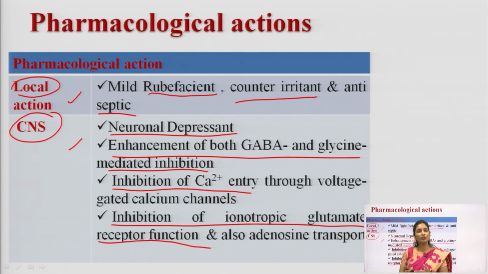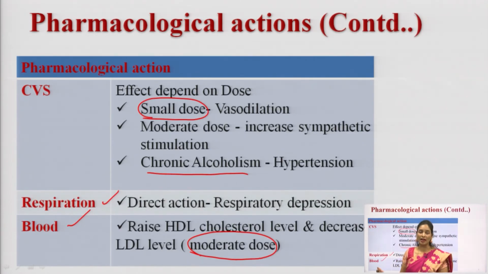And what about the systemic action? On CNS, it causes CNS depression. Apart from CNS depression, it can promote the GABA action and it can inhibit the excitatory action like glutamate. Apart from these two actions, it can inhibit the calcium channel. This is one of the actions on CNS.